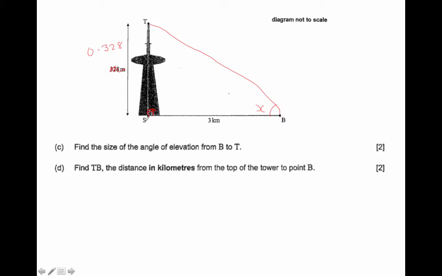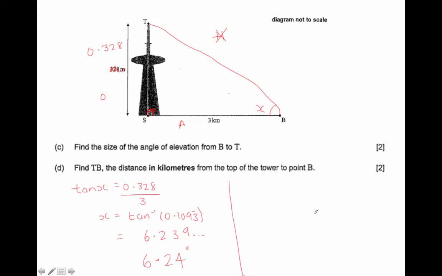We've got a right angle, so we've got a right angle triangle. We know 2 sides. We don't know the hypotenuse. We do know the adjacent and we do know the opposite. So we're going to be using tan. So we can say that tan of x is equal to opposite, which is 0.328, over adjacent, which is just 3. And then, to get x on its own, because we're trying to find an angle, we need to do the inverse tan of that answer. So if you did that on a calculator, it came out as 0.1093 recurring, I think. And then the inverse tan of that number was 6.239. And again, to 3 significant figures, that's 6.24 degrees, because it's an angle.